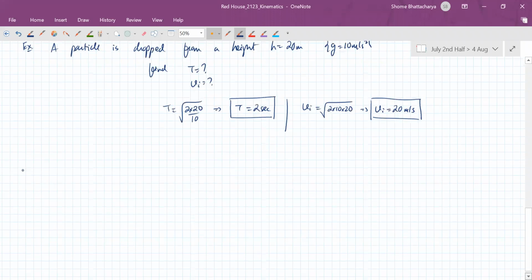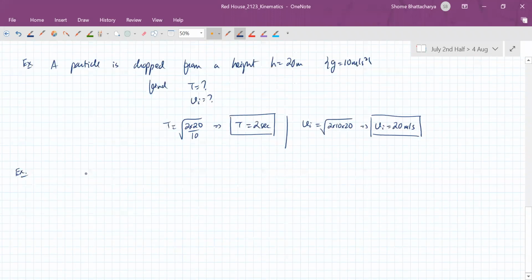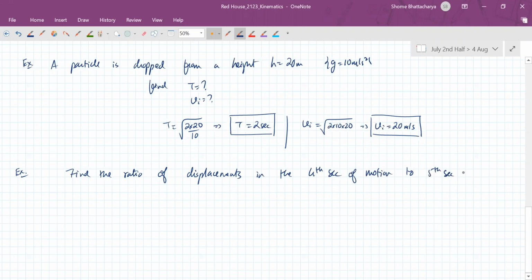Now let's look at a JEE level example. We want to find the ratio of the displacements in the 4th second of motion to the 5th second of motion for an object in free fall. Again, we'll take g as 10 meters per second square.